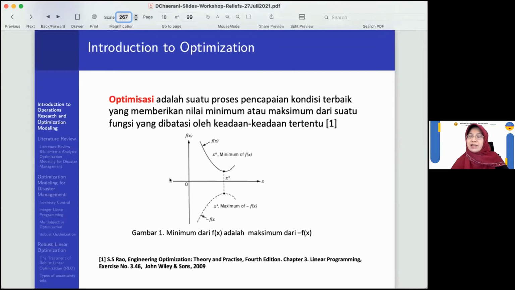It is a process to achieve the best conditions for problems, to achieve a minimum or maximum value from a function that is limited by certain circumstances. So in general, the verbal problems that we face can be written as mathematical expressions. What are the functions? In two dimensions, can we plot it like this, and then can we retrieve the maximum point or minimum point?